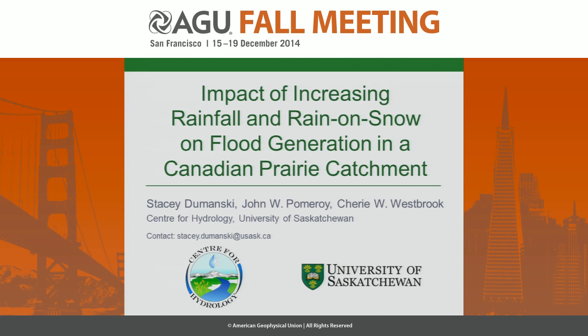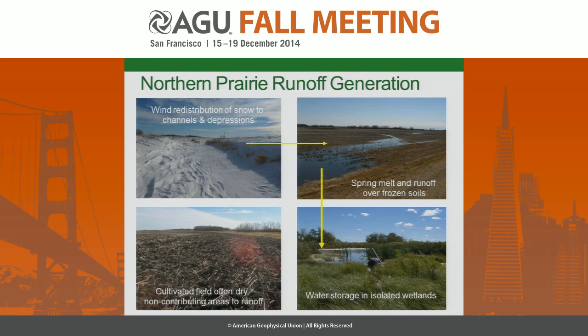All right, so I'm going to talk to you guys today about the impact of increasing rainfall and rain on snow on flood generation in a Canadian prairie catchment. So the hydrology of the Canadian prairies has been well described in the previous literature.